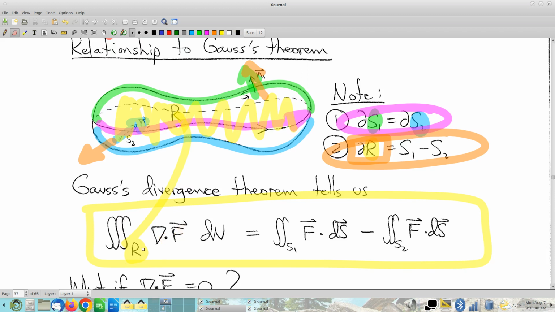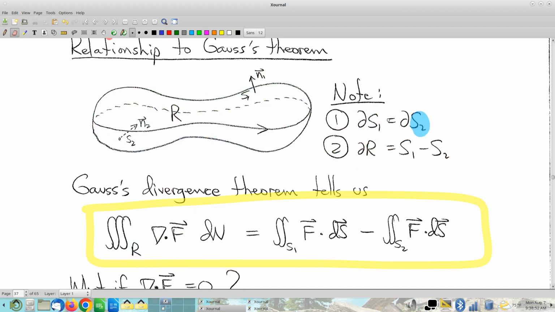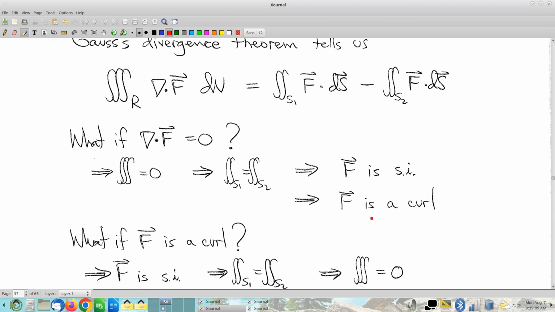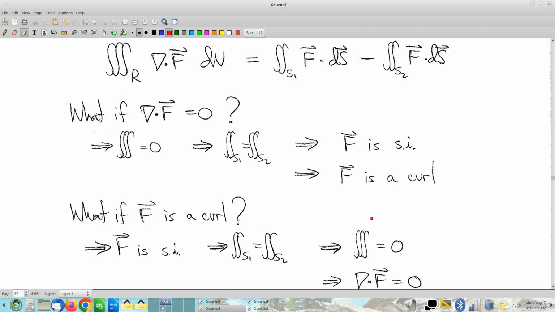Having done that, now I'm going to clean up my picture. There we go. So now to this, keeping in mind this minus sign here requires that I have a minus sign there. Now we're going to make arguments that are totally analogous to what we did some pages back.